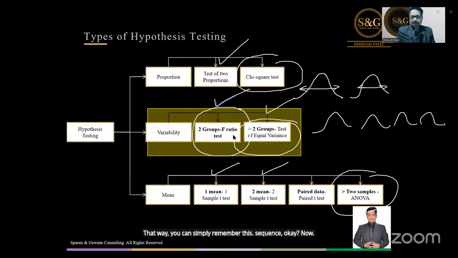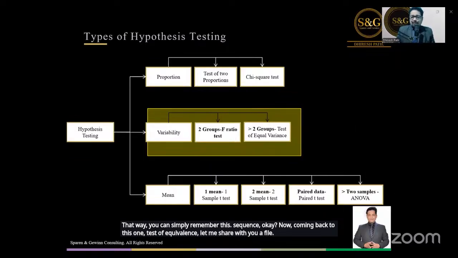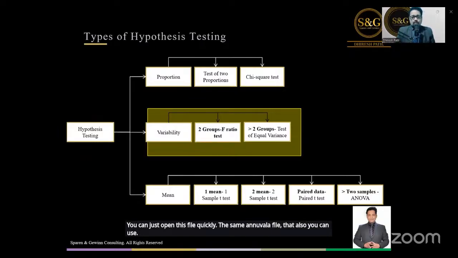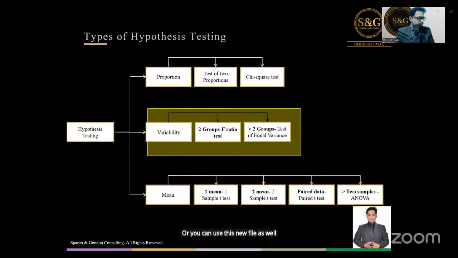Okay. Now, coming back to this one, test of equal variance, let me share with you a file, which is the same file we have seen, the Mercedes showroom file. Okay. But let me share that file once again, which is the test of equal variance. Okay. This is the same file, so zone 1, zone 2. Can just open this file quickly. The same ANOVA file, that also you can use. Or you can use this new file as well, according to you. All right. Now, let me also open this. Okay. Once you have opened it, let me know.